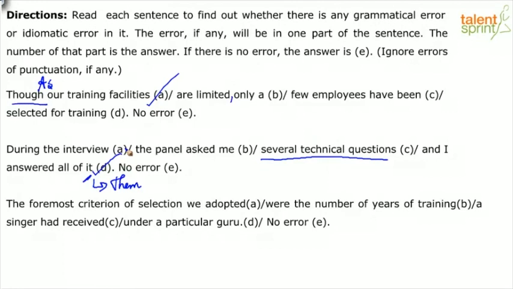The foremost criterion of selection we adopted were the number of years of training a singer had received under a particular guru. One particular criterion, and that's what is mentioned here. The number, right? That's the subject. So since it's a singular subject we're referring to, you need to make sure that the verb also is singular. So all you need to do is check this and change that. So error is in part B, change where to?